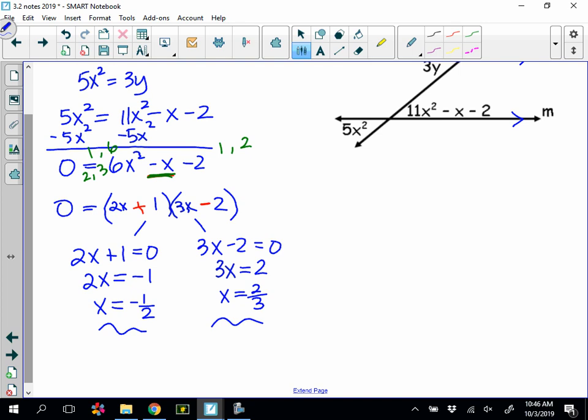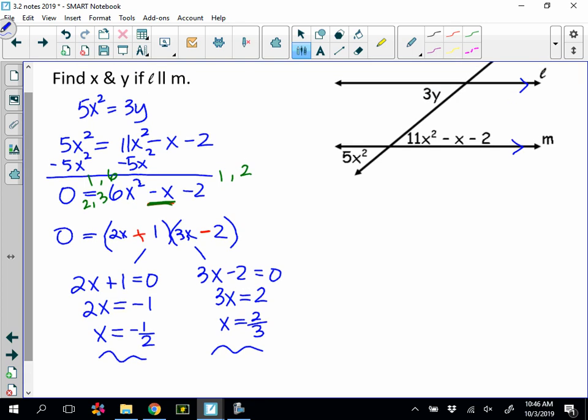So I have two different x values. I need to use those x values to find the values of y. So when I plug in, let's go back up to this equation here. There's a couple of ways to do this. If I start with this equation, I can substitute in either x value.